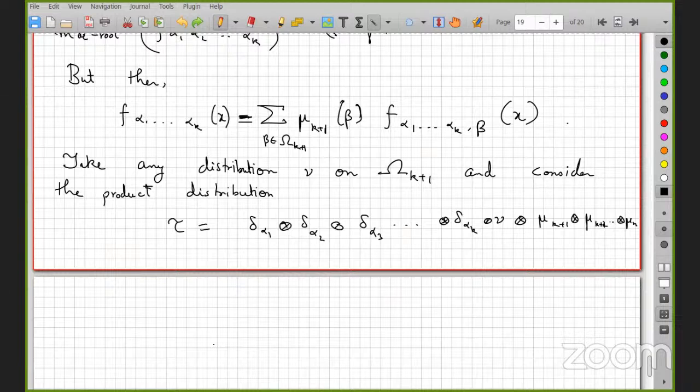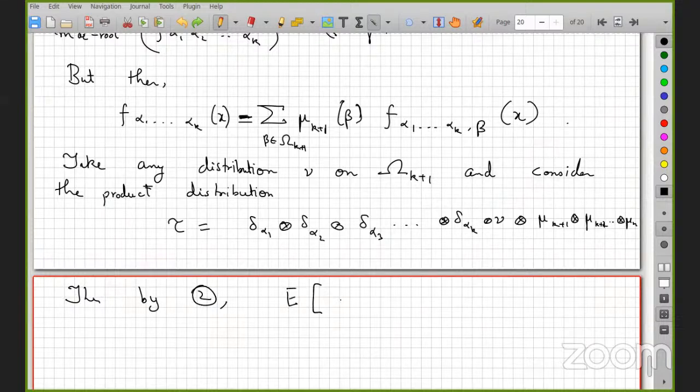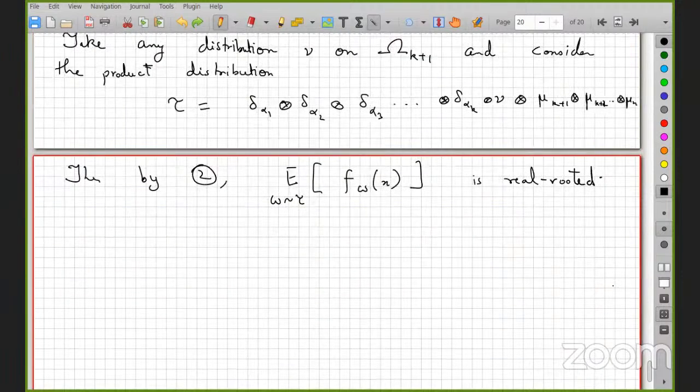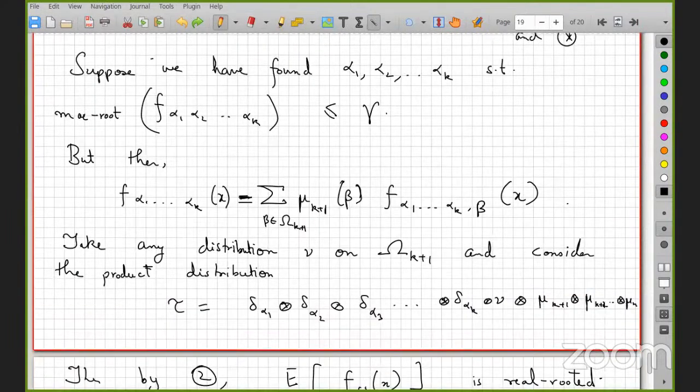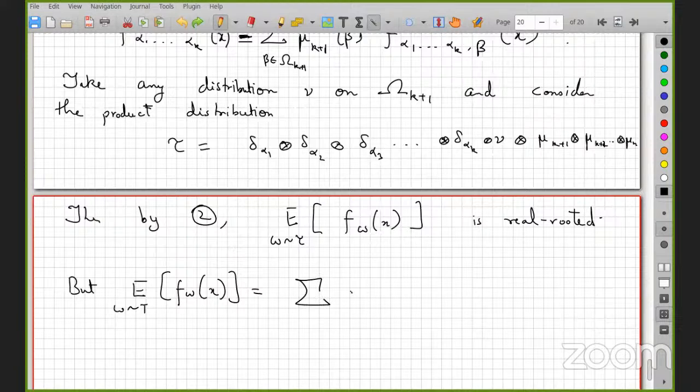So how will we get a common interlacing? By showing that every convex combination is real rooted. So by point 2, the expectation of f omega x, omega according to tau, is real rooted. But what is this expectation? This is where we need this particular construction. By definition, because the first k coordinates are fixed, the k plus 1 coordinate is moving according to nu, and the rest are moving according to mu. So this whole thing is exactly the summation of nu beta f alpha 1, alpha 2, ..., alpha k, beta x.